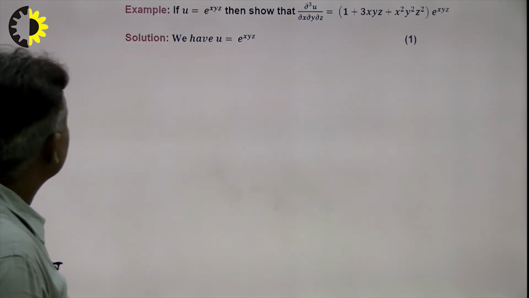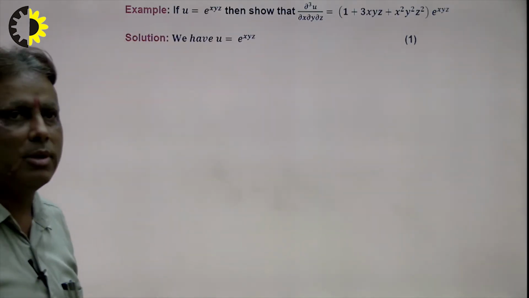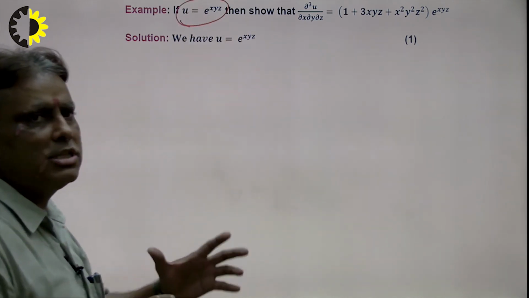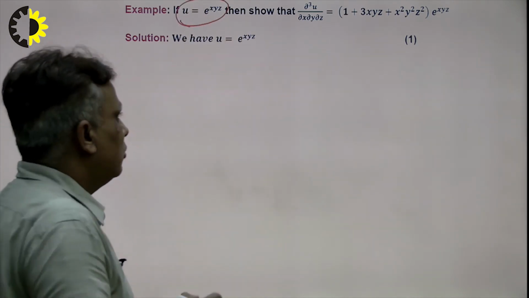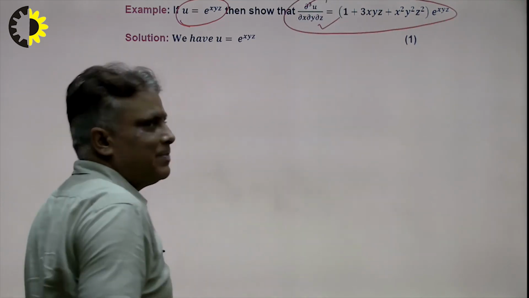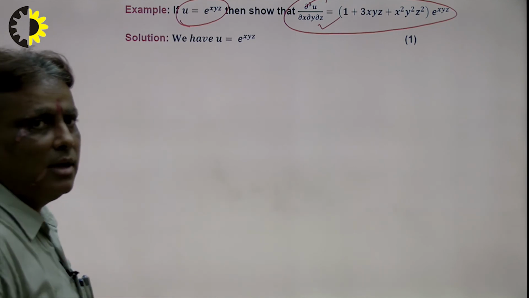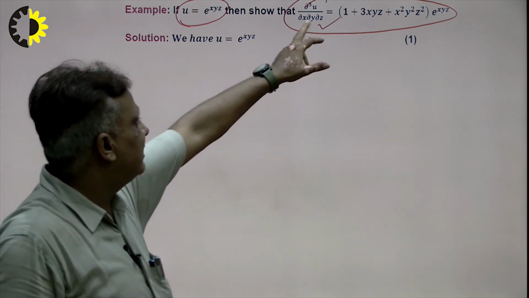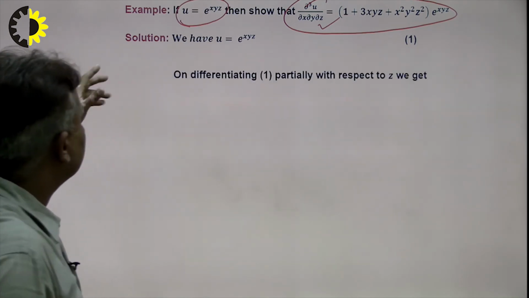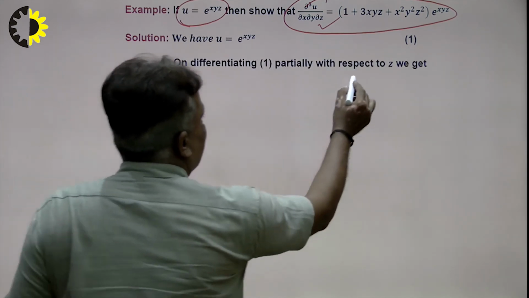Suppose this is another problem, a very important problem. u is equal to e raised to the power xyz. That means u is a function of x, y, z here. Prove that this. First of all, we differentiate with respect to z, students keep in mind, then with respect to y, and then with respect to x, and the result will be final. So first of all I differentiate with respect to z here. What will be the result?